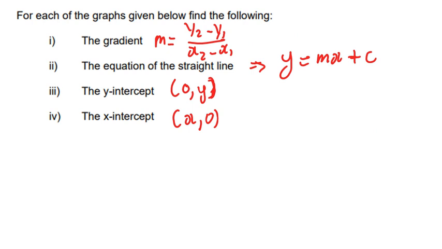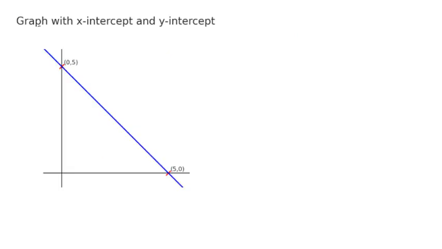We're still on the same question: find the gradient, the equation and all of this. Now, this is the second case I want you to understand. You are given a graph, and in this graph they gave you 2 points, but there's something special about these points. This is an x-intercept. Why is it like this always? Because this is where your graph cuts the x-axis.